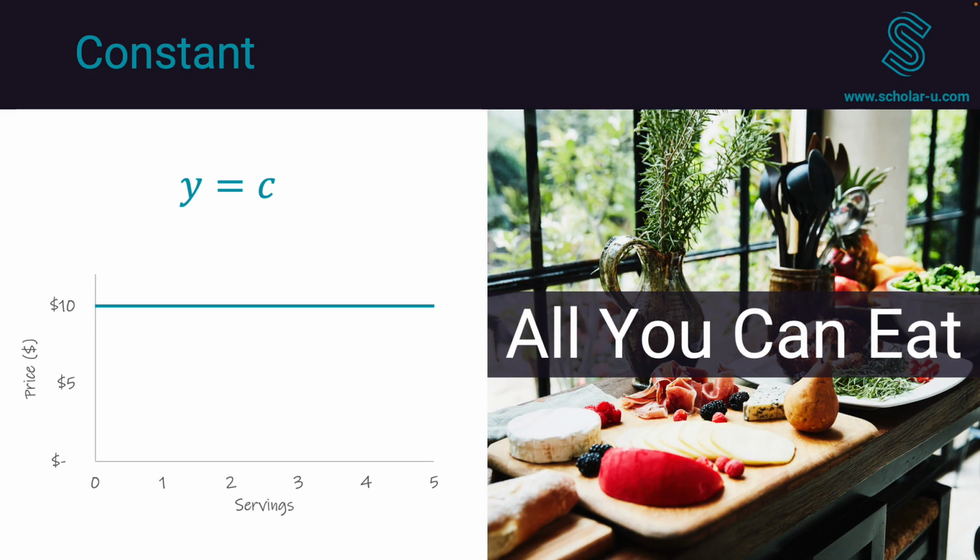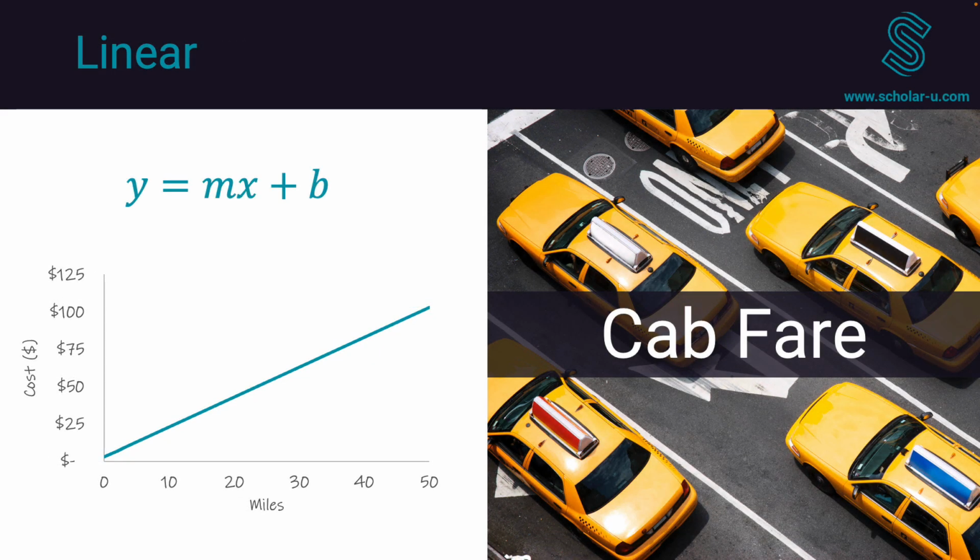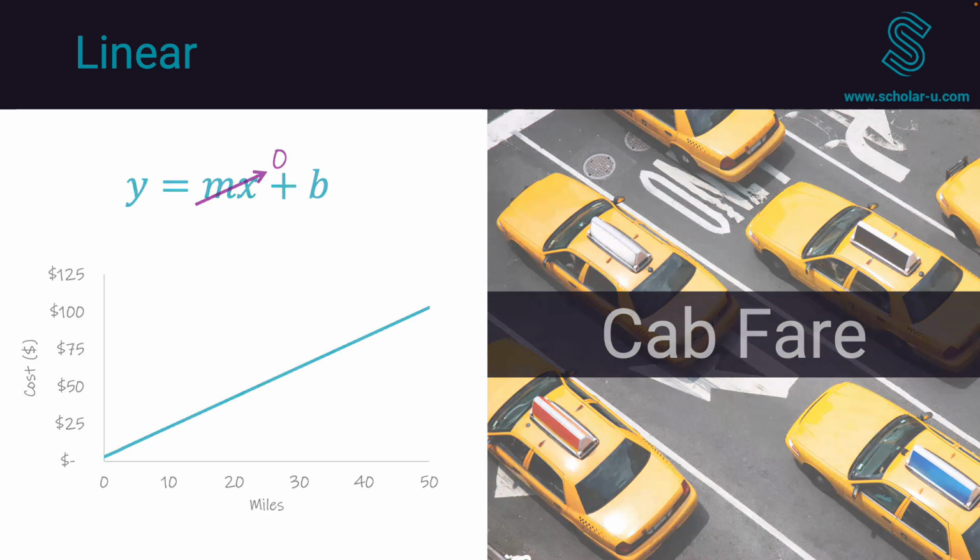Other examples of constant functions include an all-you-can-eat buffet, where the price remains the same no matter how much food is consumed. We previously discussed a linear function using the example of estimating a cab fare. In this case, the slope m is the cost per mile and the intercept b is the base fare. Note that if the slope represented by the value m is 0, we obtain a constant function y equals b.